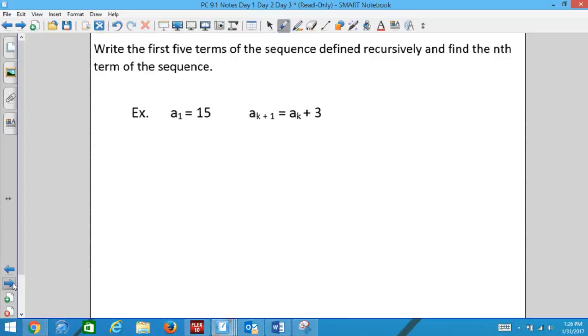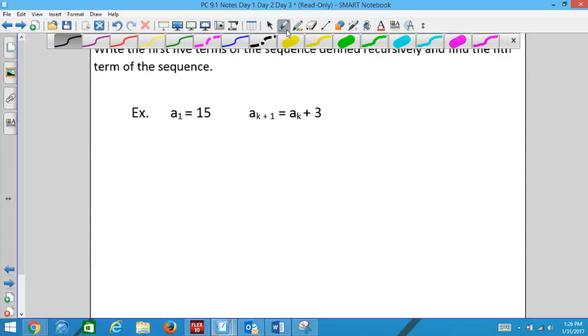So if I know the 20th term, I can find the 21st. But I can't just skip to the 50th term. I would have to find every single term in between to get there. So this is a recursive formula. And a sub 1 is 15. So they've told us the first term is 15. What's that mean? The first term is 15.